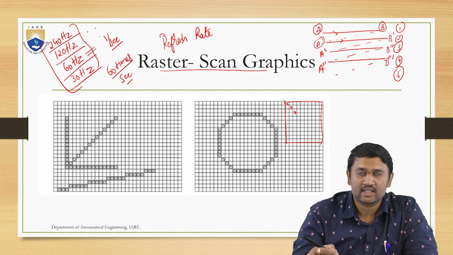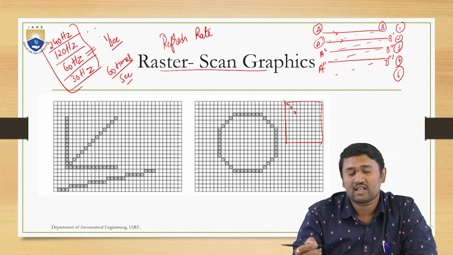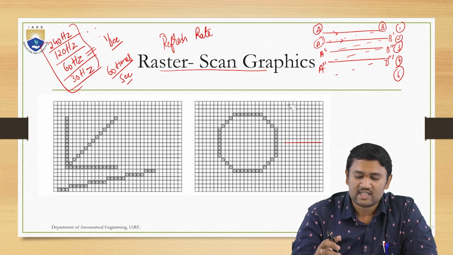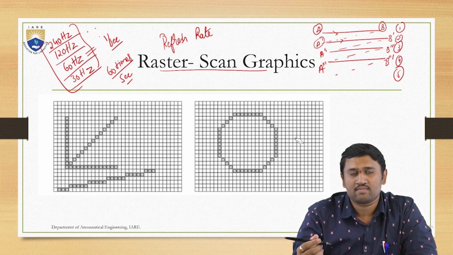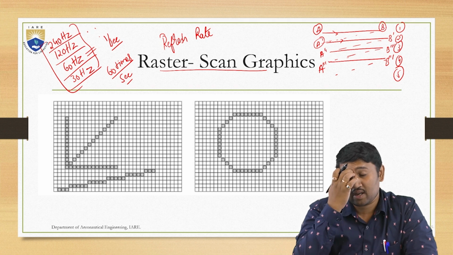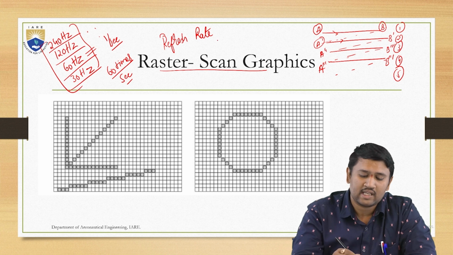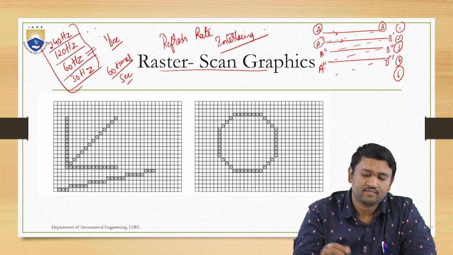Now, during this 60 times, it's not necessary that the complete picture of the screen is to be refreshed. Some part of the picture can also be refreshed based on the capacity of your microcontroller. In order to cover that, what will we be using? We'll be using interlacing, as we discussed earlier, right?